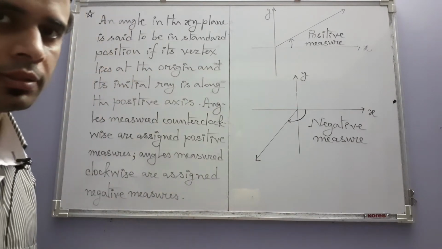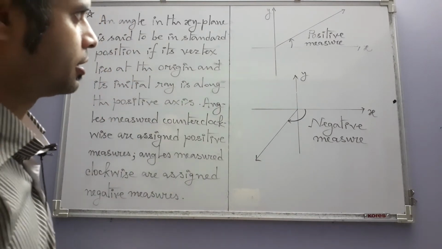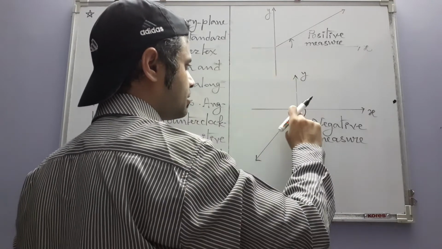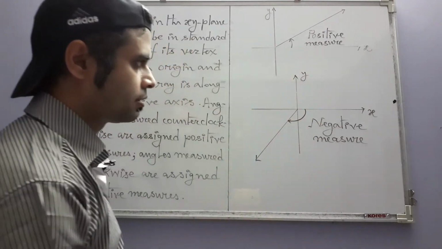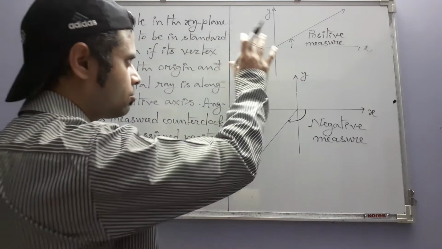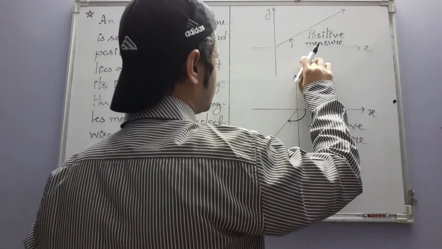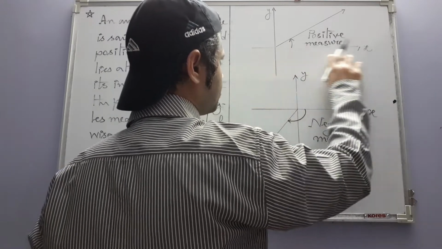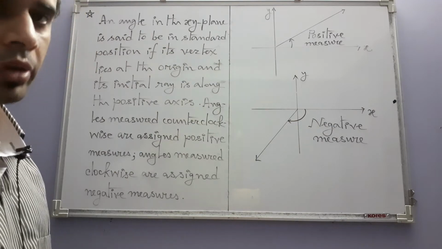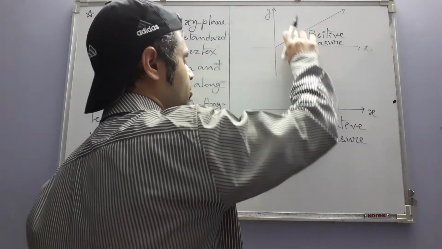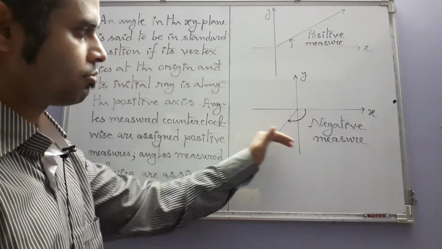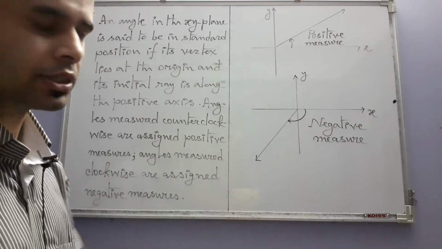Both these angles are in standard position. Both these angles have their vertices coinciding with the origin of the coordinate system, these two coordinate systems. And both of them have their initial rays coinciding with the positive x-axis. Counterclockwise rotation corresponds to a positive measure. Clockwise rotation corresponds to a negative measure.